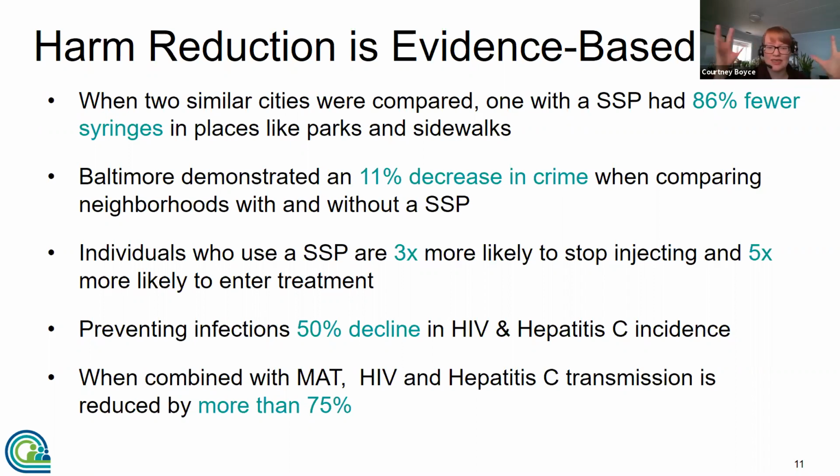Just want those facts right there. Just let that marinate with you. That's phenomenal success outcomes. So this is what harm reduction is as a general principle, and this is how it's evidence-based. But Naloxone that we're going to be talking about is also evidence-based.